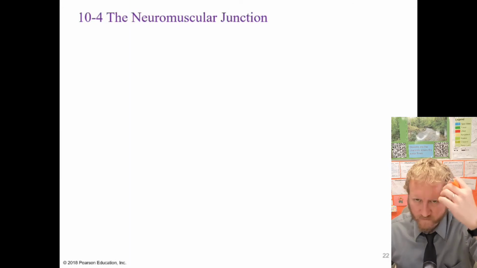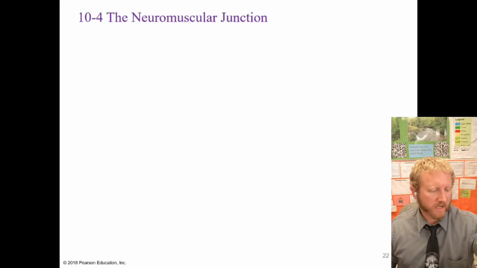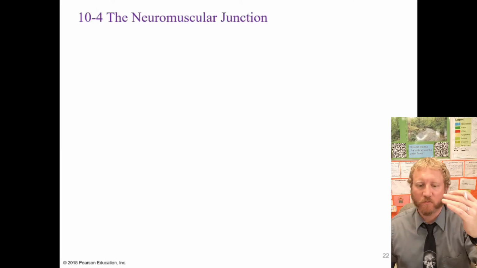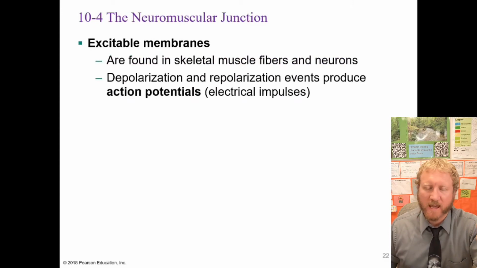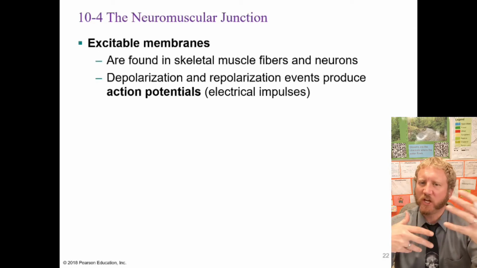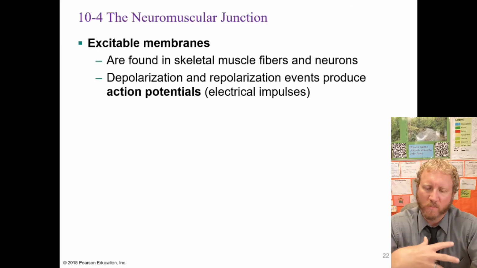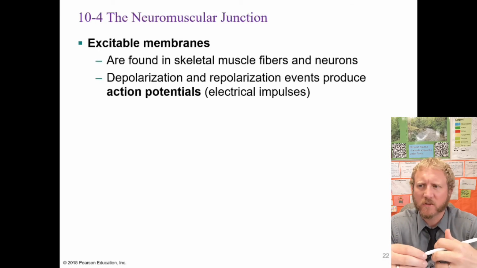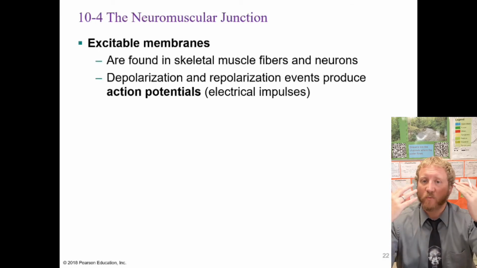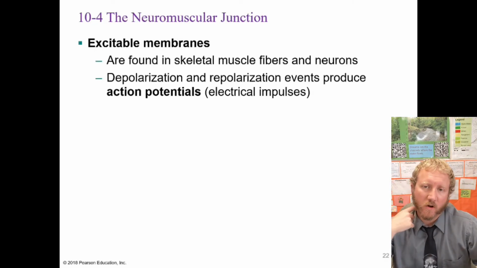Okay, so nerves and muscles work really closely together, in part because they have what are known as excitable membranes. Excitable membranes have repolarization and depolarization events. So we have changes in voltage across the membrane, where it becomes more positive, less positive, that sort of thing. These changes create something called action potentials. These are the electrical impulses that we think of when nerves are firing.